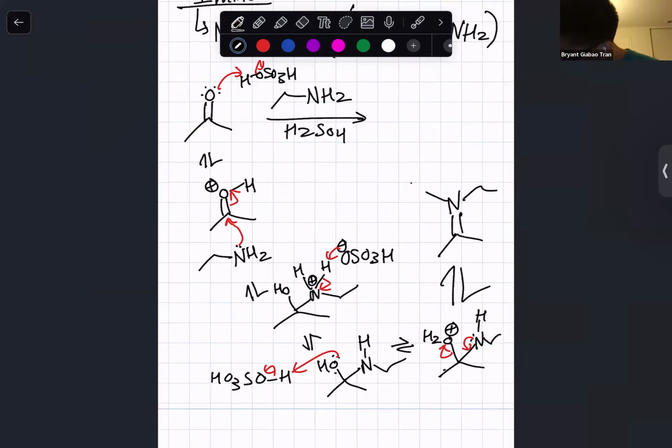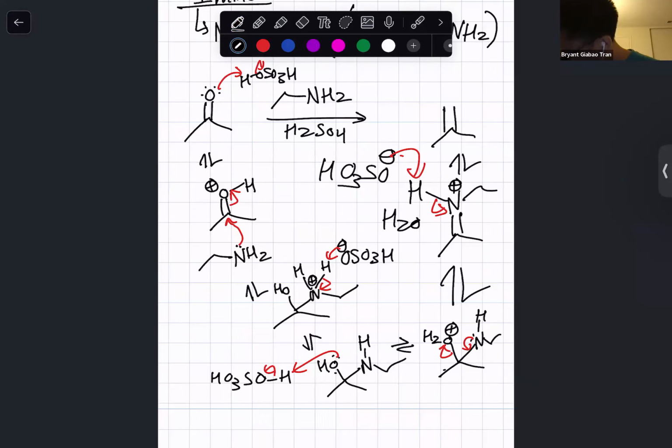And this nitrogen with 4 bonds will have a positive charge, where the last step is to neutralize it by deprotonating it. And the side product that gets kicked out is water, which gives us our imine.